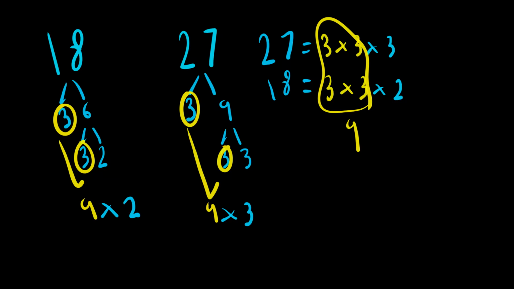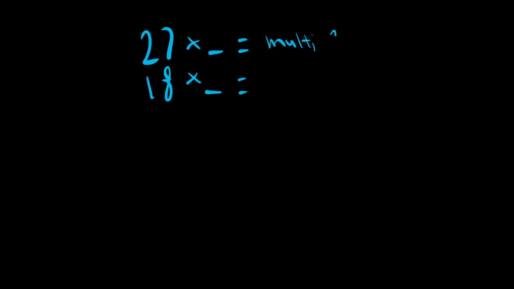Now let's go over the multiples of 27 and 18. So obviously, 27 times a whole number gives us a multiple of 27. 18 times any whole number would be a multiple of 18. However, we want to find some common multiples of 27 and 18. Something should be like this.